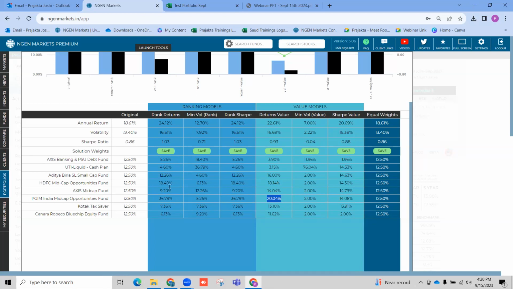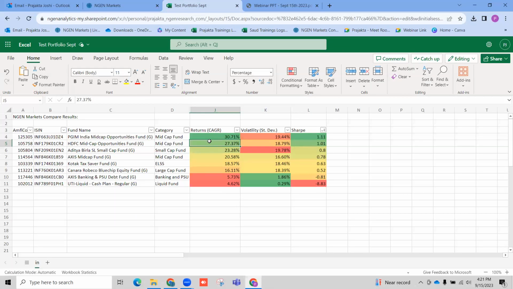On the other hand, the ranking models, what did they do? Okay, PGIM came first. Therefore, the highest allocation has to be given to this, and highest in this case is 36%. And exactly half of that, 36's half becomes 18%, which was given to HDFC. But in fact, if you see the actual picture behind it, the return differential between these two is just a meager 3% differential, right?